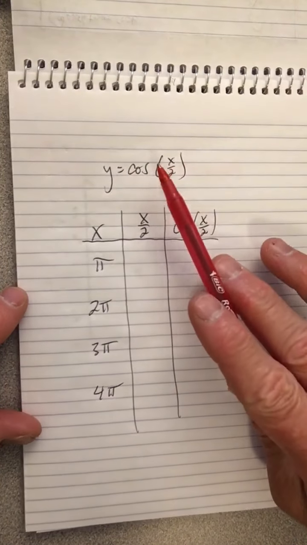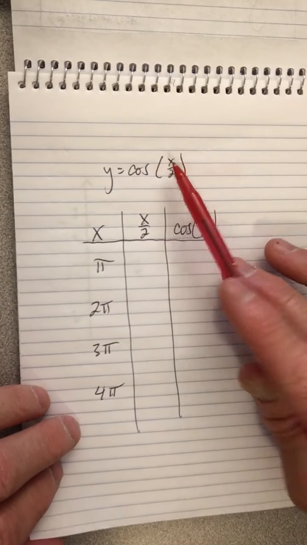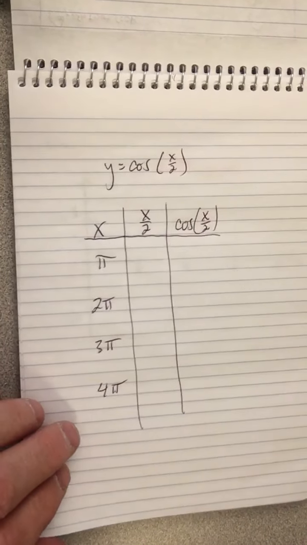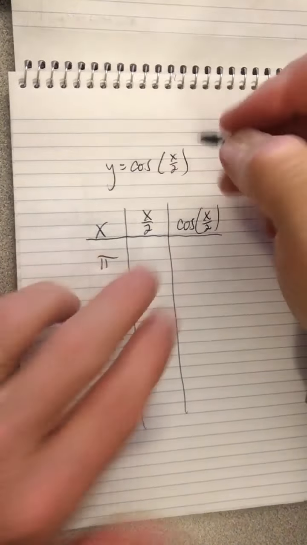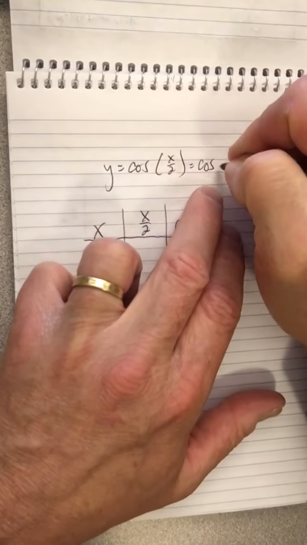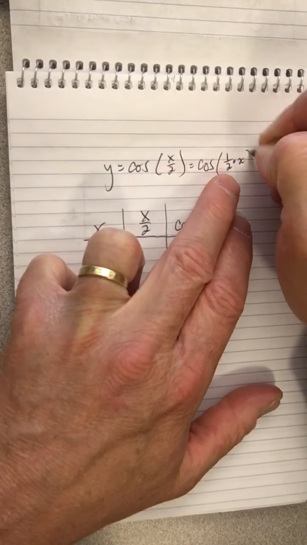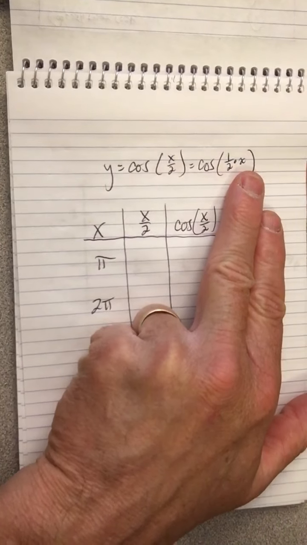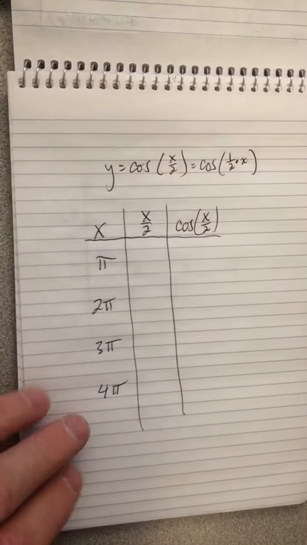So here I have a cosine wave, but the input is dilated. We have some kind of horizontal stretch or compression because the input is being divided by 2, which is the same thing, of course, as the input being multiplied by a half. Right? Multiplying a number by a half cuts it in half, same as dividing it into 2 parts.